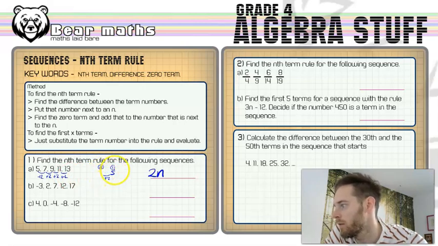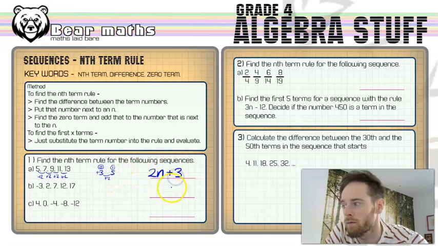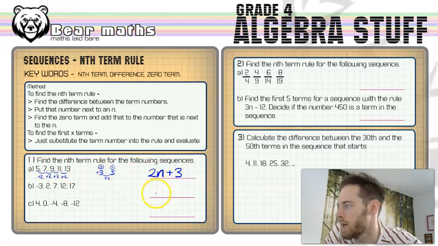So something plus 2 is 5. 5 take away 2 gives me the answer. It's plus 3, so it's a positive 3. That's what I'm going to plonk onto the end of that rule, and I've found the nth term rule for this given sequence. That is it. Now it is useful for something, and you'll see what it's useful for in question 3.